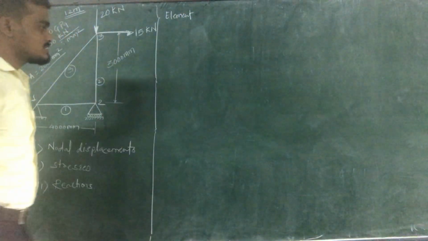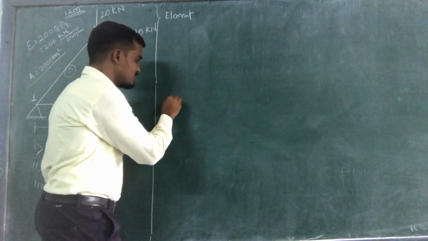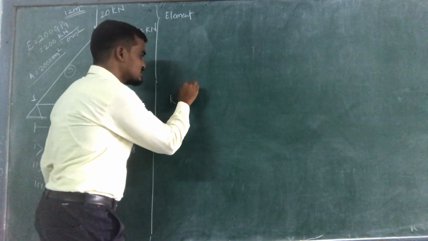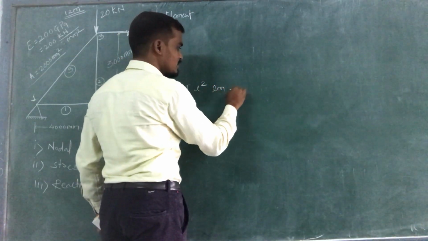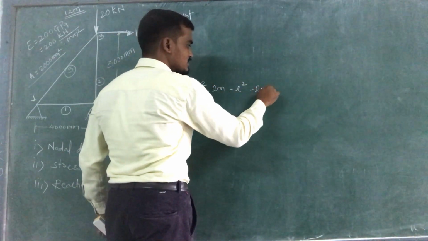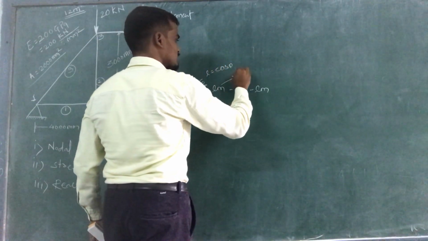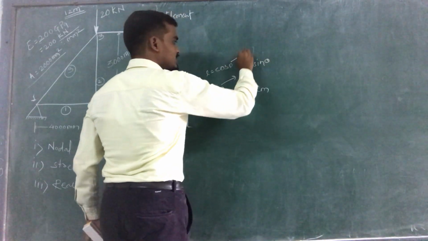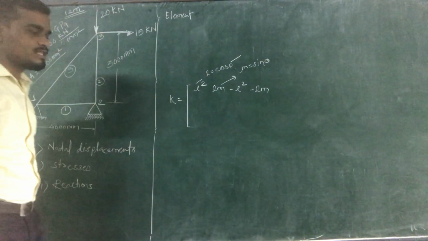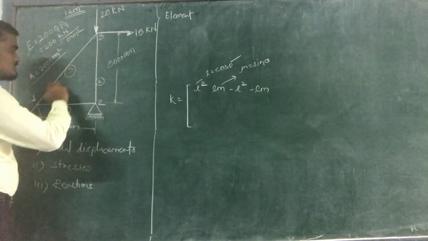Why do we need to create this table? Because we know the elemental stiffness matrix K is given in terms of l square, lm, minus l square, minus lm, where l is nothing but your cos theta and m is nothing but your sin theta. So we need the theta value for each element. So this is your first element, this is your second element, and this is your third element.